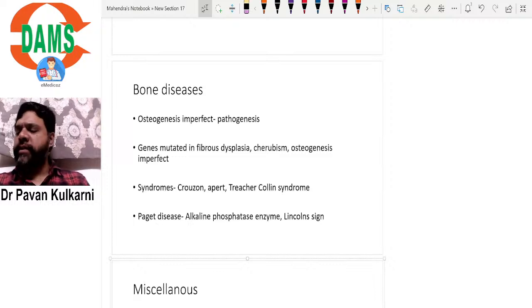And Paget disease, we will get questions on its alkaline phosphatase levels, highest levels of alkaline phosphatase, and Lincoln sign. That is on scintigraphy, you will see the Lincoln sign in case of Paget disease. Again, that is very frequently asked.